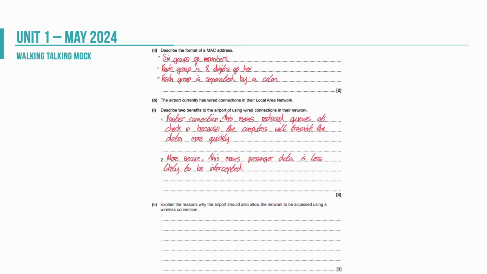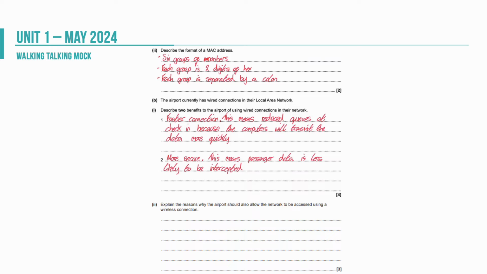It's also more secure, and that means that passenger data is less likely to be intercepted. Be careful there in saying it's impossible to get intercepted. It's certainly not impossible, but it is most definitely harder. That's one where you've got to read the question. That's all about exam technique. It wants you to know the benefits, but also link those into this make-believe airport.